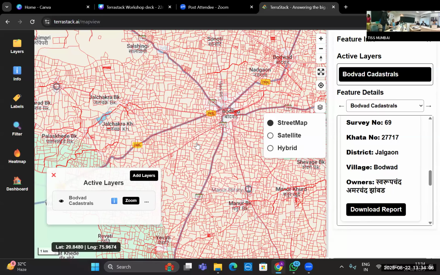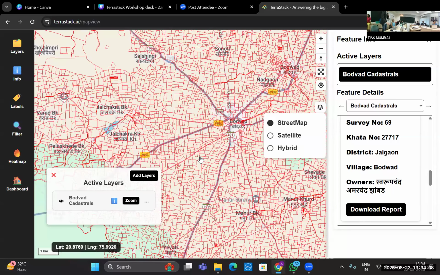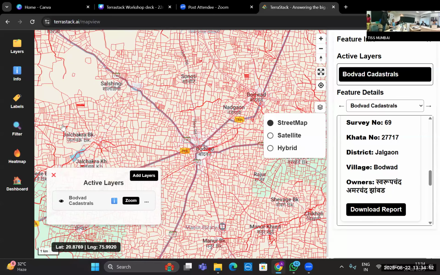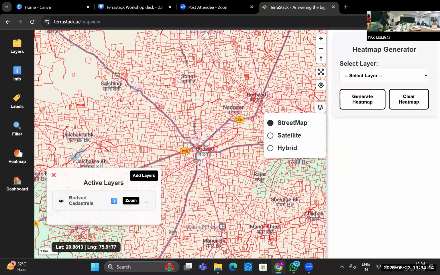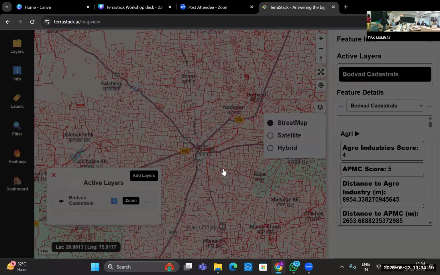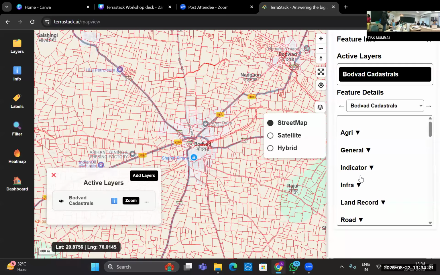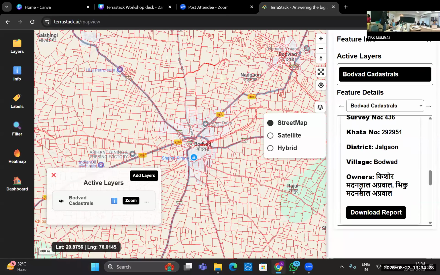So this is what a map view really looks like. These are the cadastral maps overlaid on satellite, and you can do a lot of interesting things. You just click on a plot, verify the ownership information, and press download report. In real time, all these data points are pulled, metrics are computed, and the report is generated. It takes about 7-8 seconds.